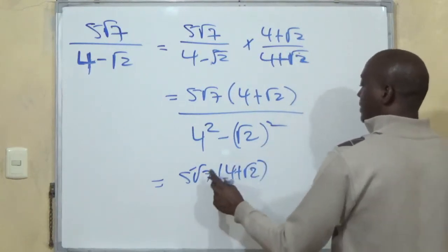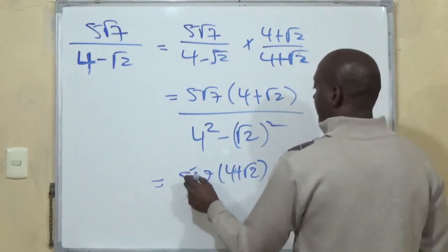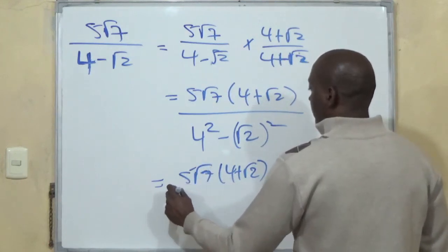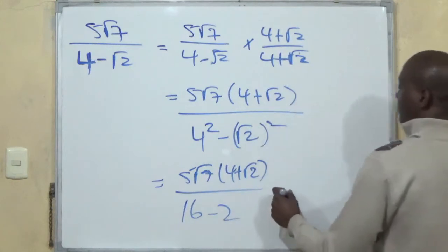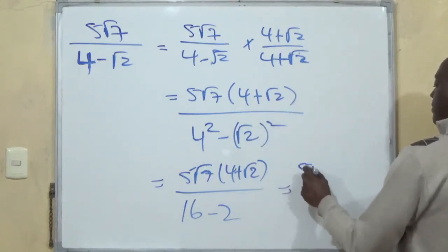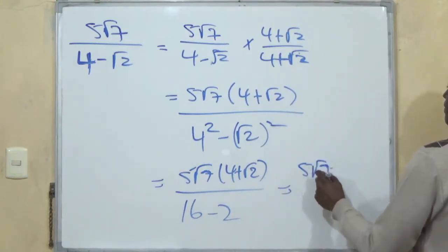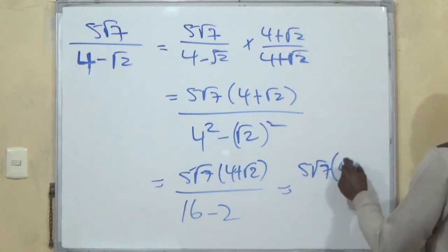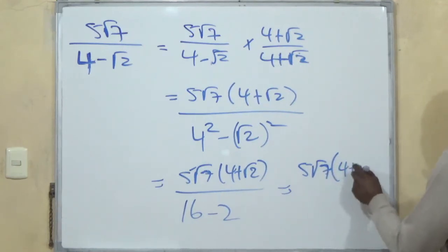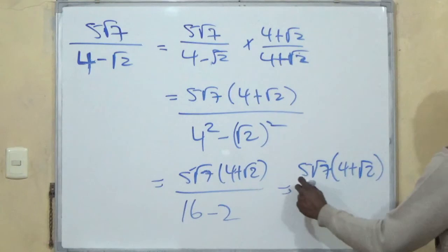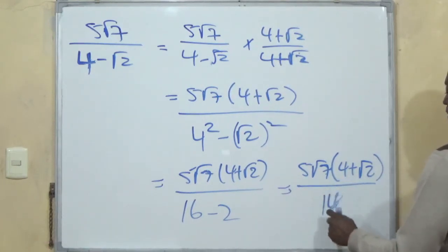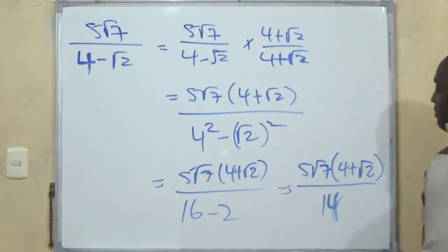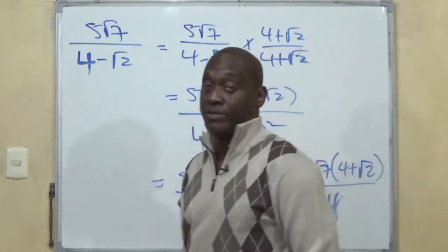So we are applying everything we just discussed there, right? All over 16 minus 2, which will be 5 root 7 into 4 plus root 2 all over 14. So in its simplest version, you have 5 root 7 times 4 plus root 2 all over 14.